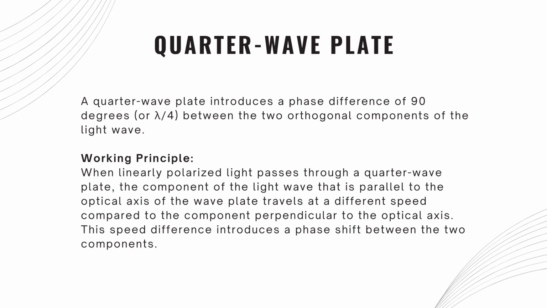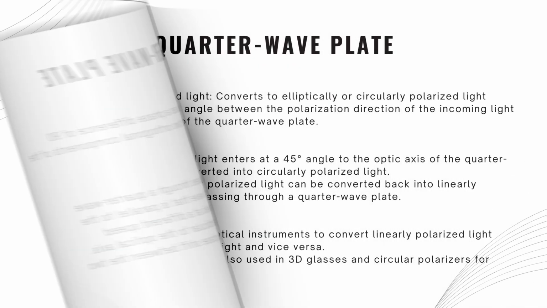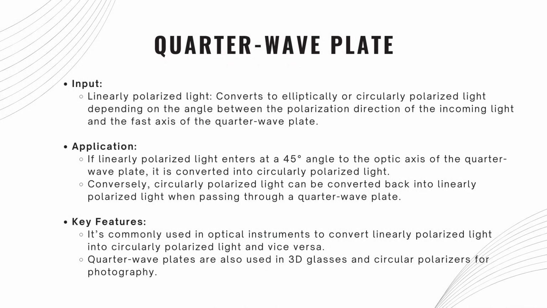Working principle. When linearly polarized light passes through a quarter wave plate, the component of the light wave that is parallel to the optical axis of the wave plate travels at a different speed compared to the component perpendicular to the optical axis. This speed difference introduces a phase shift between the two components. Linearly polarized input light converts to elliptically or circularly polarized light depending on the angle between the polarization direction of the incoming light and the fast axis of the quarter wave plate.